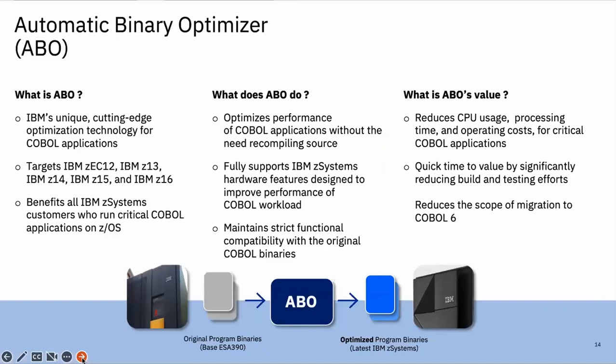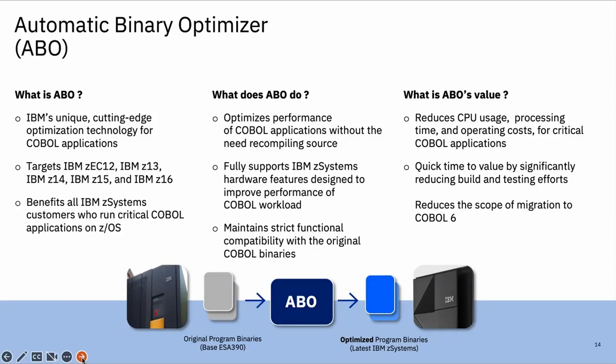So I want to talk a little bit about the Automatic Binary Optimizer, right? So first of all, what it is. The ABO, Automatic Binary Optimizer, is a unique optimization technology that we provide for COBOL applications, and it targets zEC12 hardware architecture all the way up to z16. And what does it do? If you look at the optimization process, it shares the same optimization technology as COBOL, but when you optimize with COBOL, you optimize from the source. But when you optimize with ABO, you optimize the binaries directly.